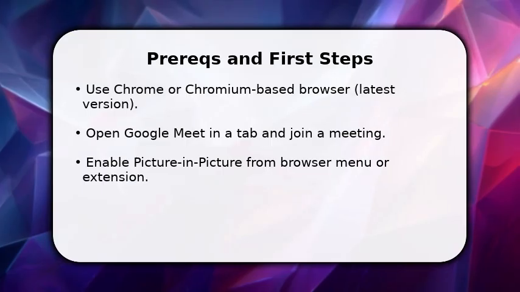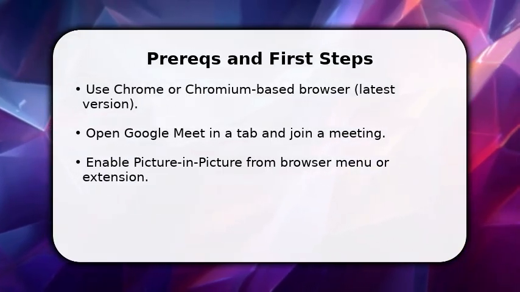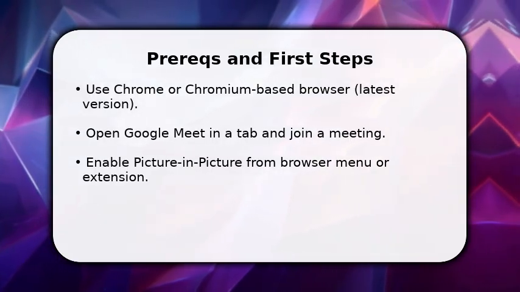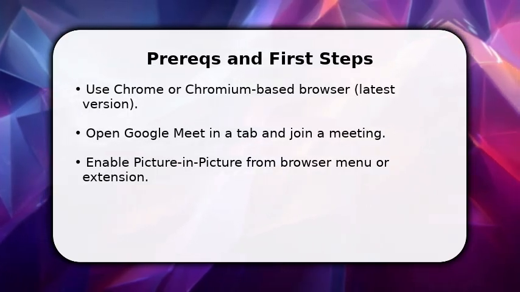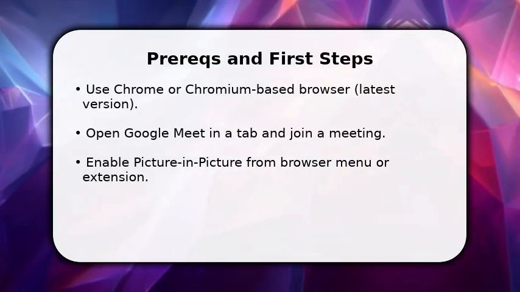You start by confirming prerequisites: Chrome or a Chromium browser and an active Google Meet. Join the meeting now. Once in, click the three-dot menu in the call window to reveal the cast and more tools. Make sure Picture-in-Picture is available. Chrome shows it under Video Controls or via right-click on a video.